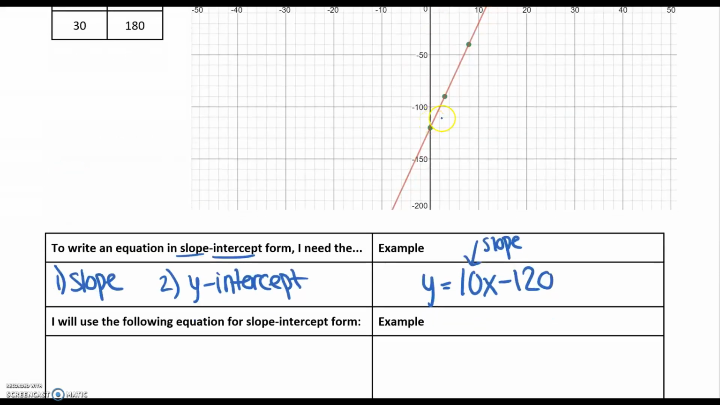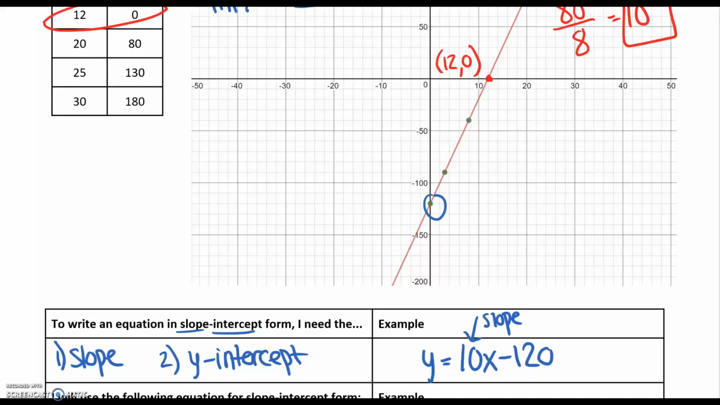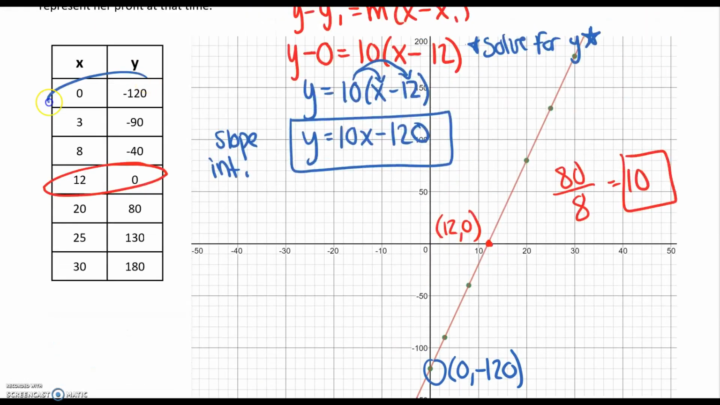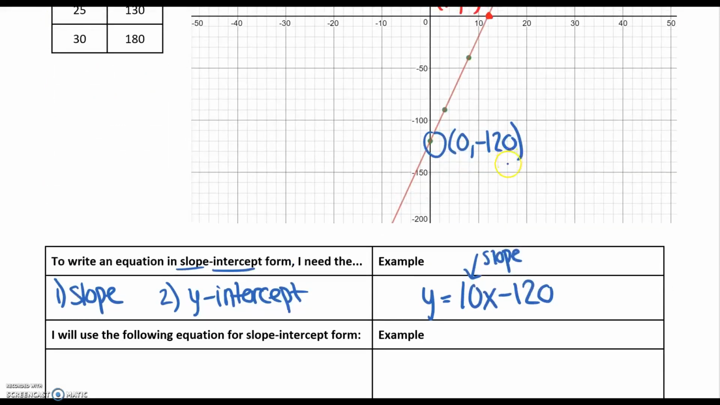Here's the y-intercept on our graph. This is the y-axis, and this is where the line intersects it. That makes it the y-intercept. The y-intercept of this graph was negative 120: you went 0 on the x, and you went down 120 on the y. So that point in our table, here's our y-intercept. As you can see, our point is (0, -120), which means y is negative 120. That's this number right here, the y-intercept.